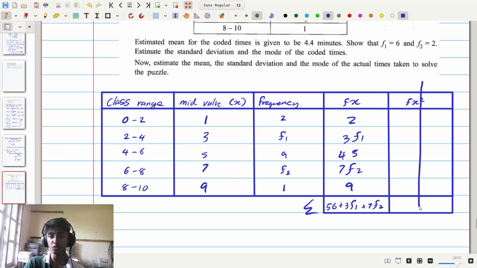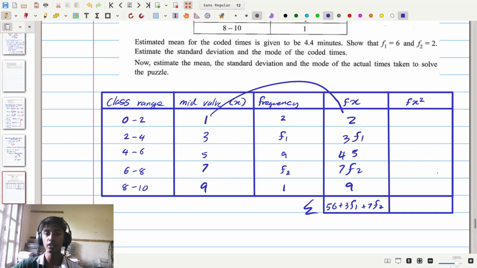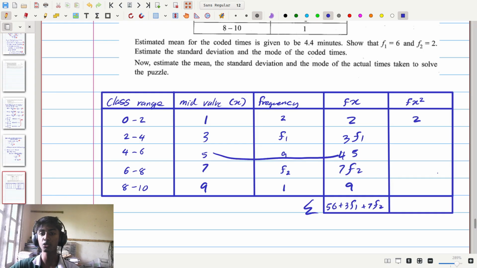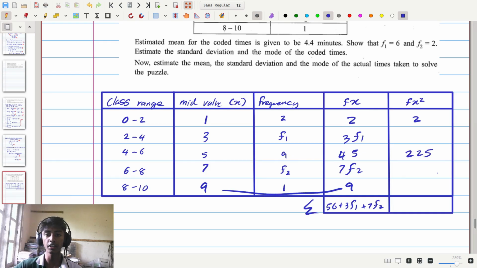Now considering fx squared, we can fill in some of these values, but for right now I'm going to leave two values blank. So considering the other values, we can see 1 times 2 is going to be equal to 2, so we have 2 here. Considering the next value, 5 times 45 is equal to 225, so we have 225 over here. And finally, we have 9 times 9 here, which is going to be equal to 81. I'm going to leave the other two blank for now, and we'll fill them in later after we find F1 and F2.